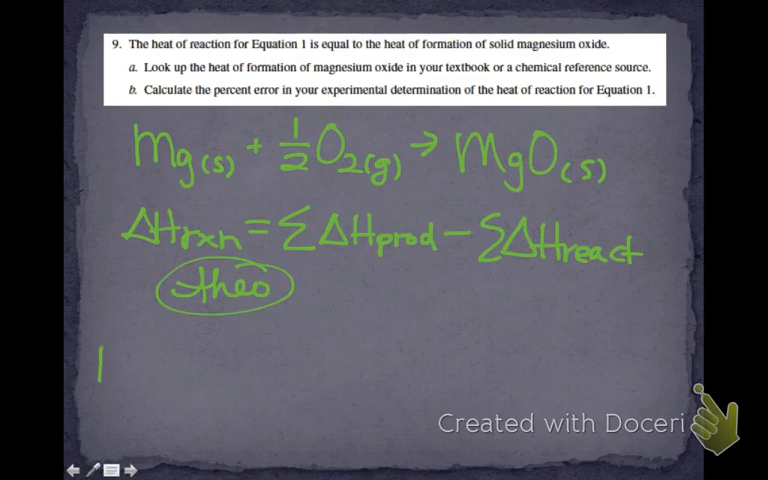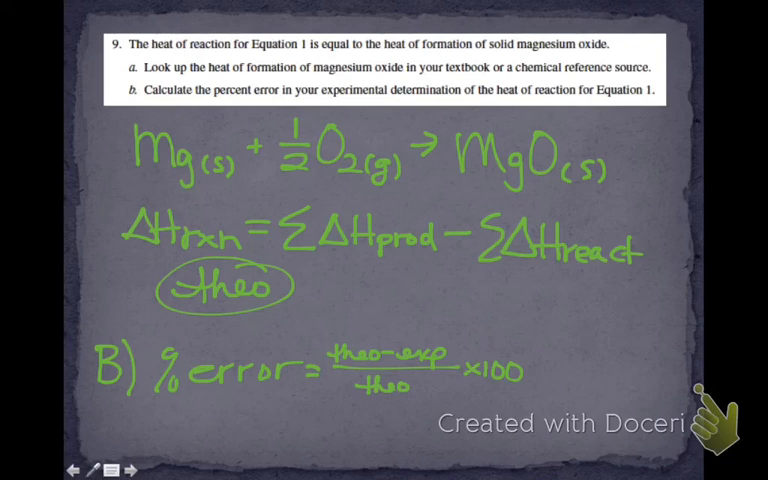And then part B is calculating percent error. So if you remember what the percent error calculation is, and we haven't used this in a while, so I'm going to give you that equation to help you out here. You're going to take the theoretical, so that's what you just calculated in part A. You're going to subtract it from your experimental value that you calculated in number 8, and then divide it by that theoretical value multiplied by 100, and that will give you the percent error.